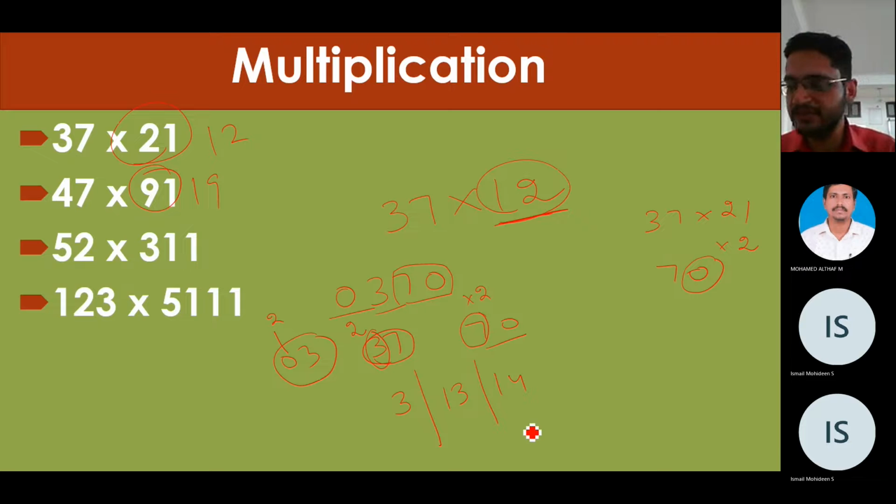Now I will apply balancing rule. 4, 4, 4.